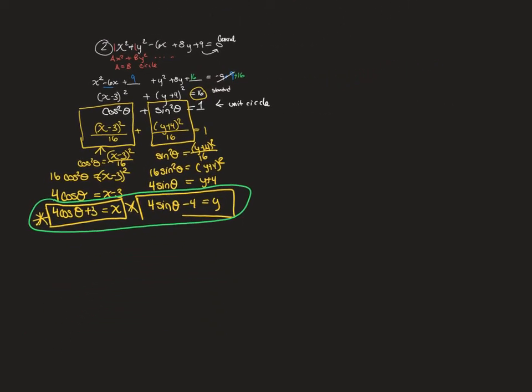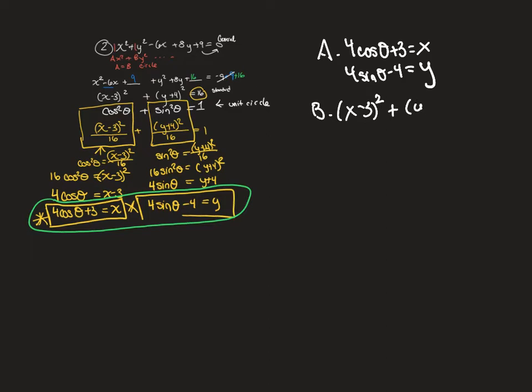So if I'm looking at page 131, it says letter A. It wants me to write the parametric equation. So I did that. 4 cosine theta plus 3 equals x, and 4 sine theta minus 4 equals y. B says write the equation in standard form. We did that up here above. We had x minus 3 squared plus y plus 4 squared equals 16. And then it says it wants us to sketch a graph.